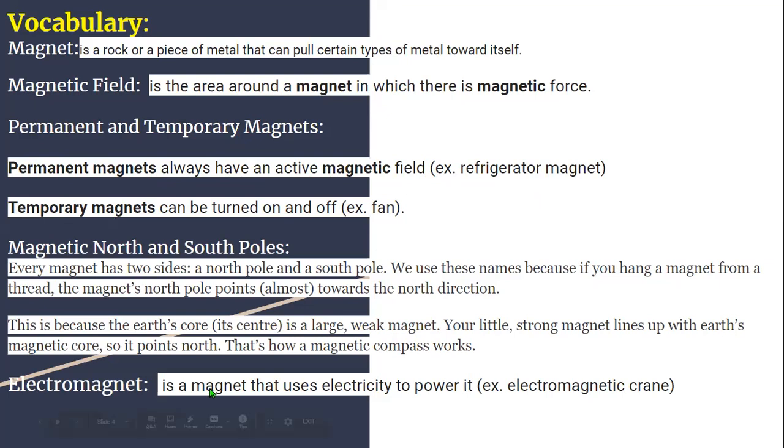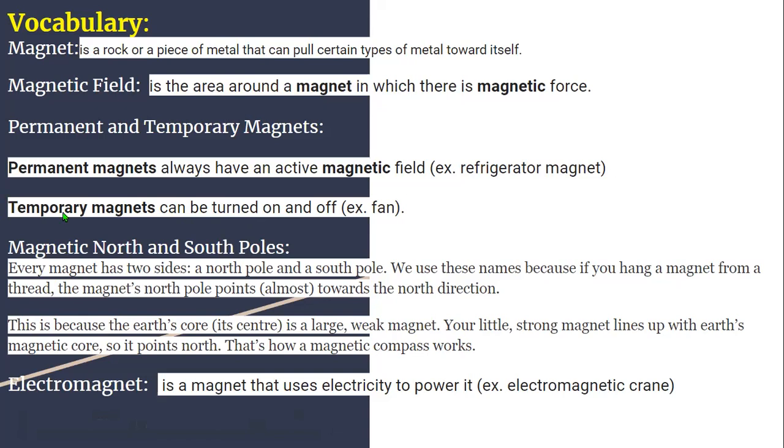Temporary magnets can be turned on and off. An example of this is a fan. A small appliance fan, like the one that you plug in, is the one that I'm referring to right now. They have temporary magnets that can be turned on and off by the switch that it takes to turn it on. And we're going to get into that in a second because we're going to talk about electromagnets.